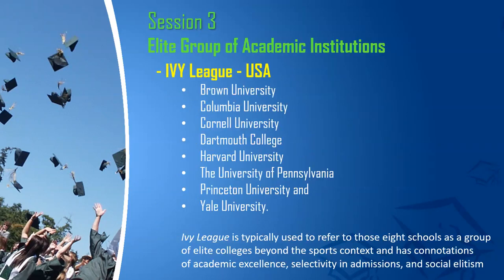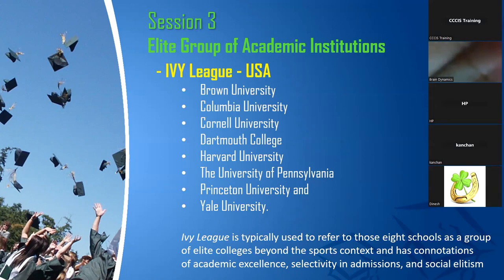We were looking at allied groups of academic institutions yesterday. One of the groups was the Ivy League that we discussed yesterday. So some of the best universities in US, the Ivy League, which is a group of 8 universities, have come together to make the Ivy League.